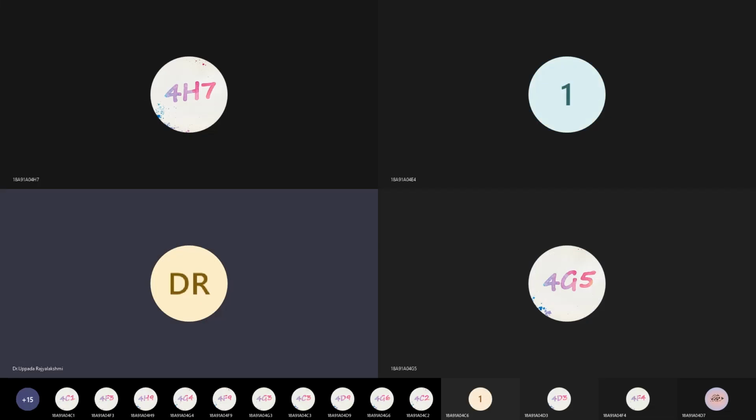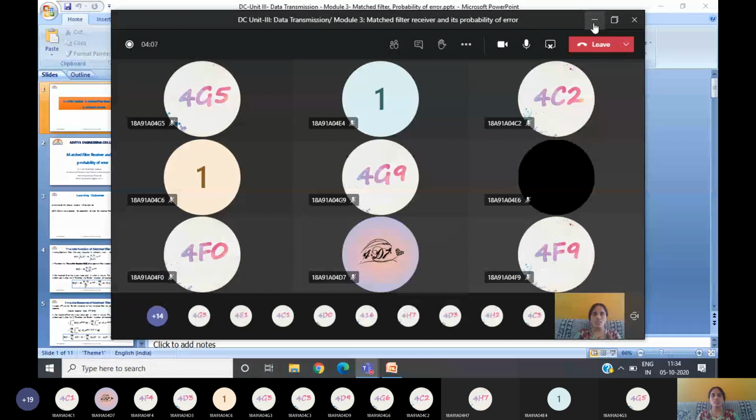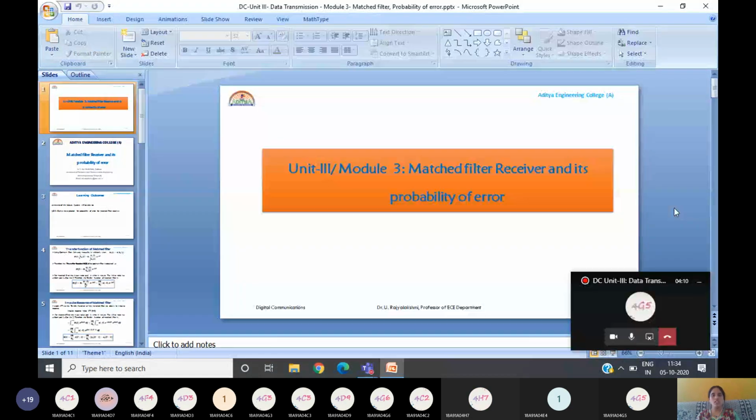In the last class, we discussed the importance of the optimum filter, and at the same time, the threshold used for the optimum filter. We calculated the probability of error for the optimum filter, and simultaneously we calculated the transfer function as well as the output SNR for the optimum filter.